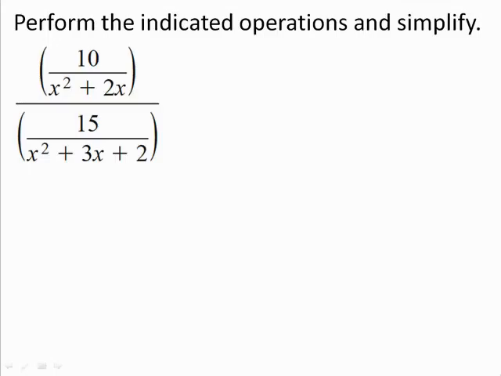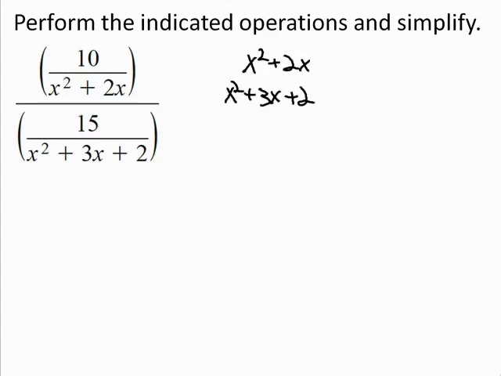Perform the indicated operations and simplify. The quantity 10 divided by x squared plus 2x divided by the quantity 15 divided by x squared plus 3x plus 2. There are fractions in both the numerator and denominator, so multiply both the numerator and denominator by the least common denominator of the two fractions.